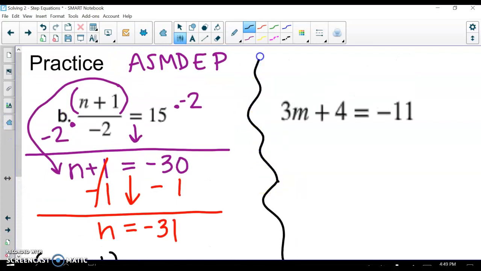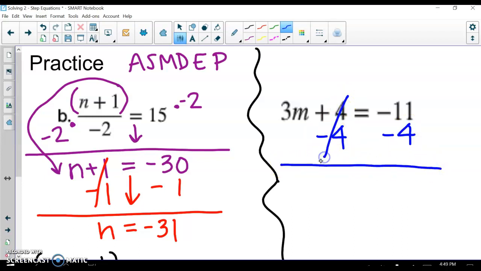All right. Again here, this is just regular. We do our addition and subtraction first. So we have a positive 4 here. We subtract 4, subtract 4. So positive 4 minus 4 leaves us with 0. So we're left with 3m here. Bring down our equal sign. It's equal to negative 4 minus 4, which is negative 15.